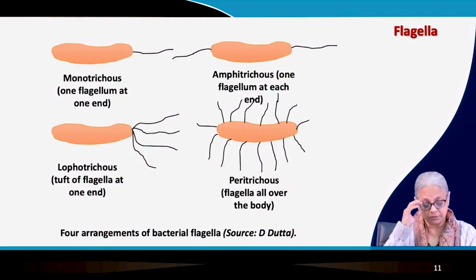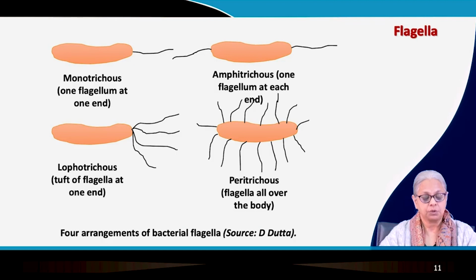So let's take a look at different types of arrangements of bacterial flagella. So we have the first one. Monotrichous means one flagella at one end. So this is one flagella attached at one end. Amphitrichous means both ends. So one flagella at each end of the cell. These are for bacilli type cells.